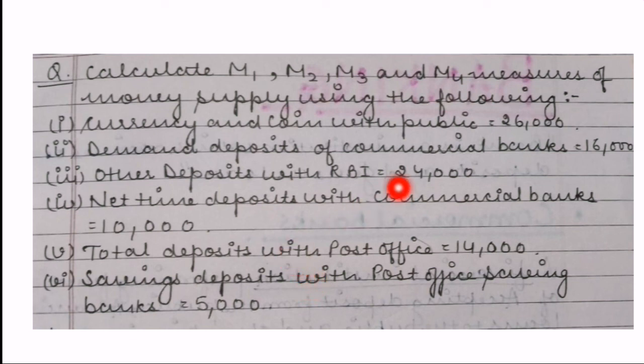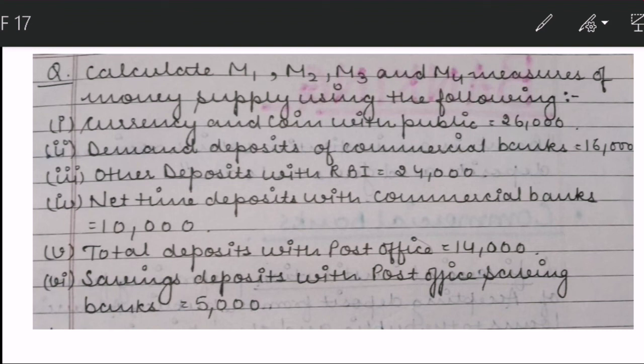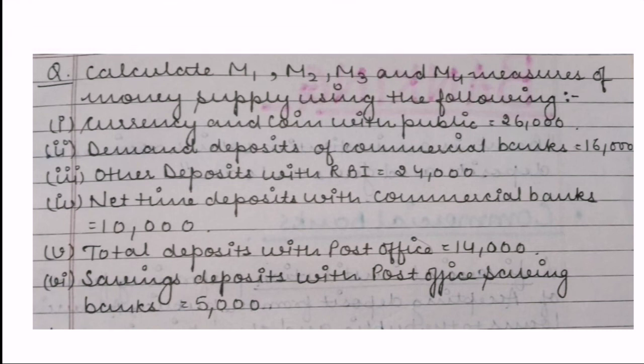Then M3 will be M1, that was 66,000, plus net time deposit with commercial banks, that is 10,000, so we get M3 as 76,000. And finally M4 would be M3, that is 76,000, plus total deposit with post office, which is 14,000, so it would be 90,000. So in this way you would be given all the components, you just need to find the things that are asked. Everything would be given in the question itself.